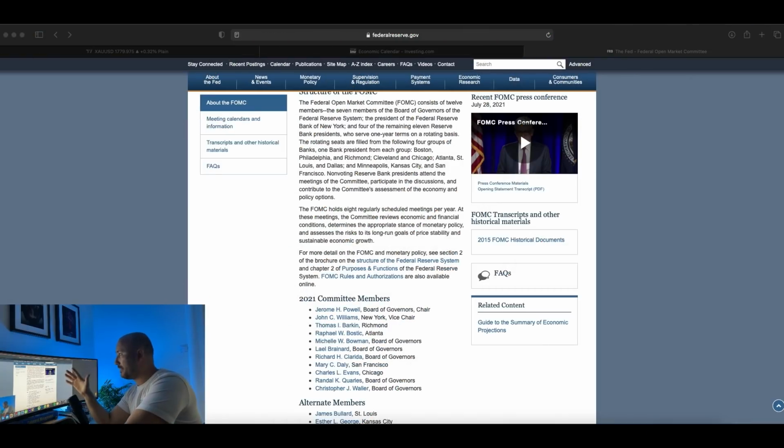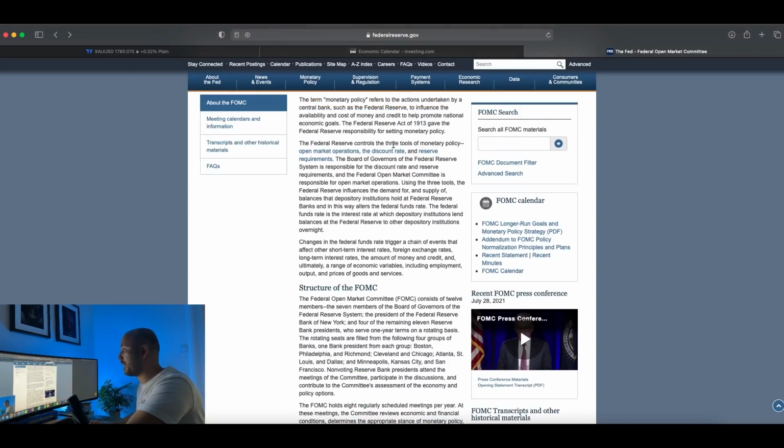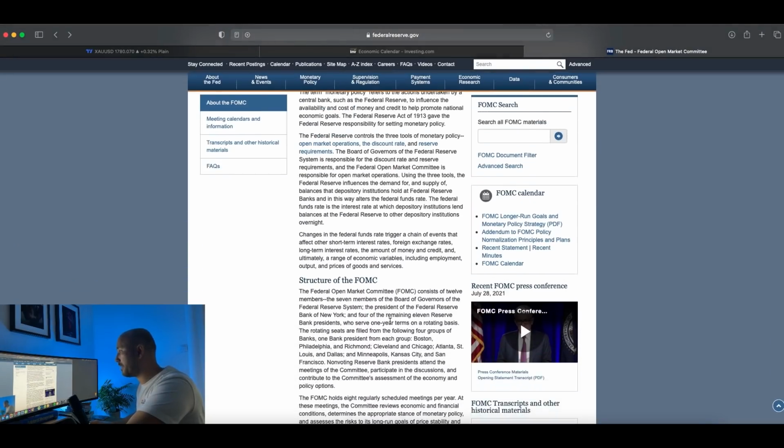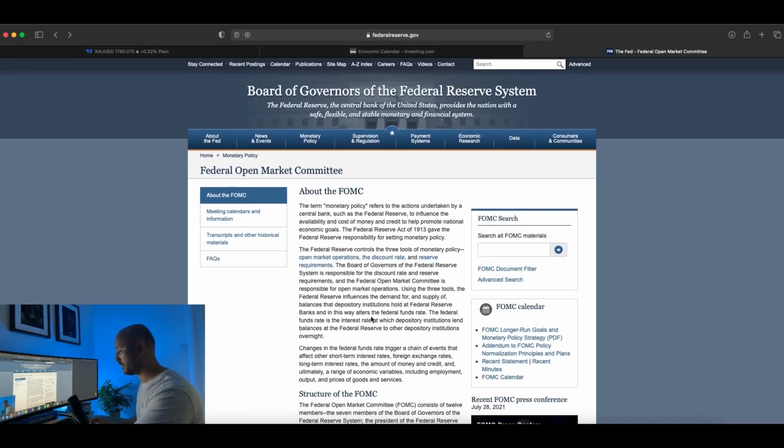If you're fascinated by the FOMC and you want to read more and get into the nitty-gritty details of the FOMC and monetary policy, which is a wonderful thing, you can go to federalreserve.gov and just search FOMC. It will be on the main page. Read up, it's really exciting.